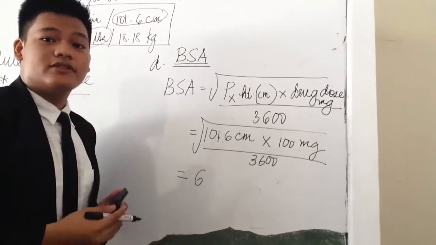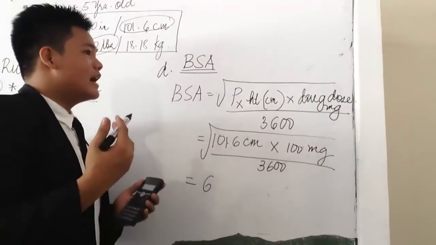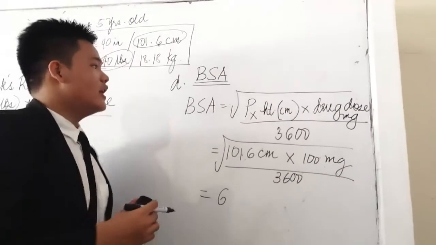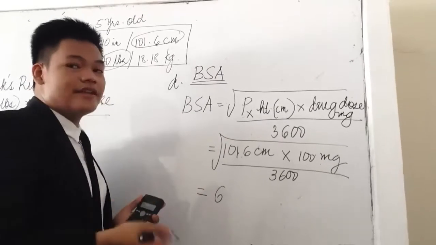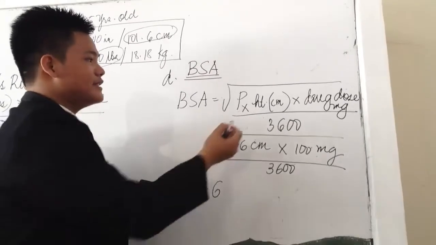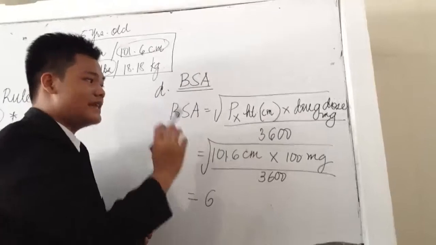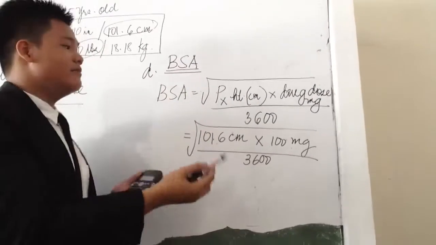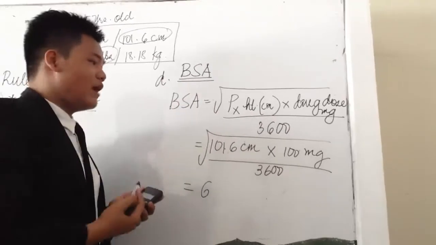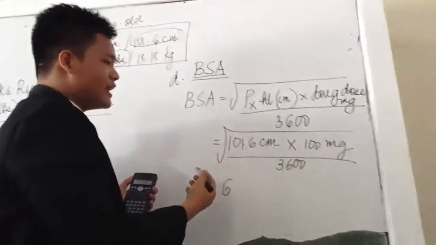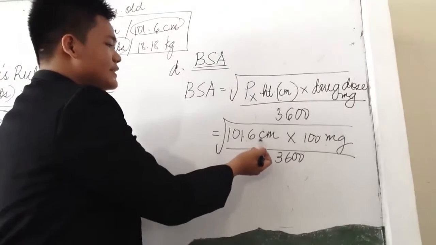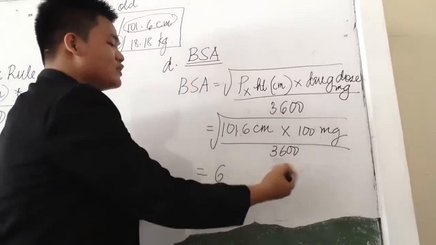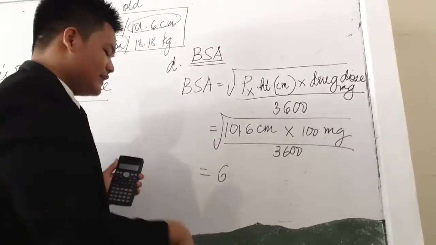Okay, so let's proceed to the last but not the least, the dose calculation using the BSA or the body surface equation. So in order to get the patient's BSA, the formula is the patient's height in centimeters times the patient's weight in kilograms, all divided by 3,600, then square root. So substituting, we have 101.6 centimeters times 100 milligrams drug dose and 3,600. So let us solve.